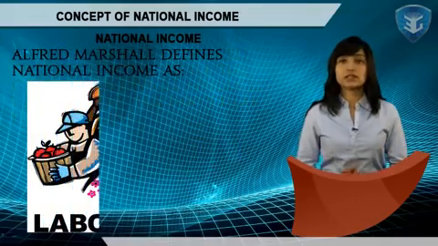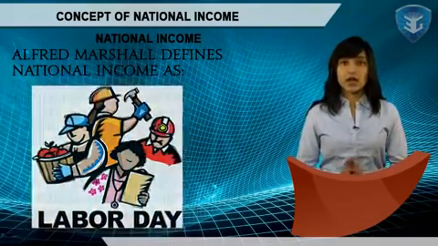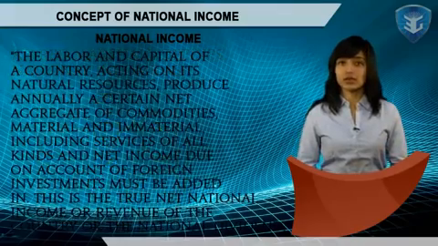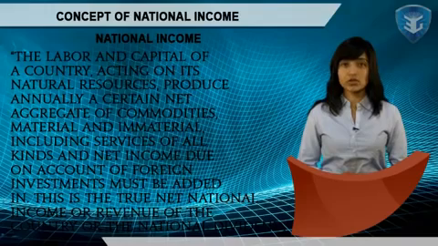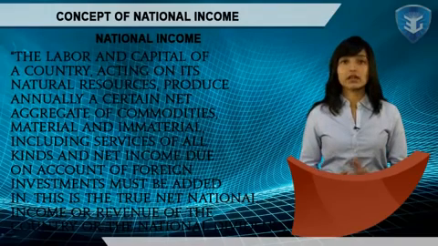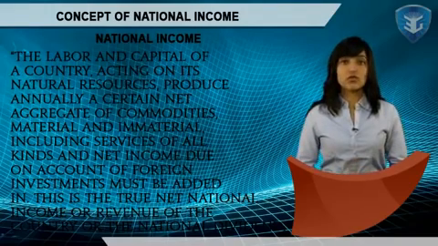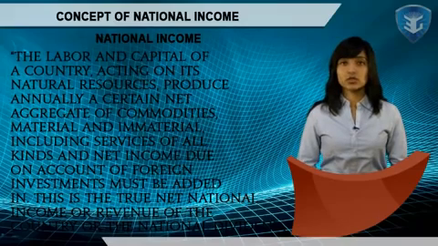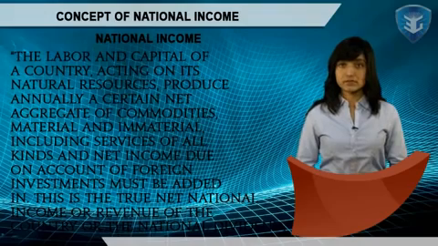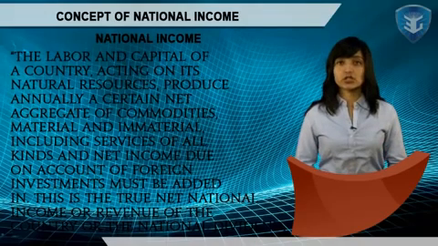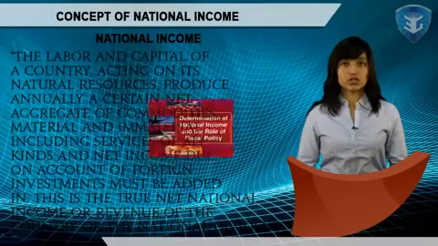Alfred Marshall defines national income as: the labor and capital of a country acting on its natural resources, produce annually a certain net aggregate of commodities, material and immaterial, including services of all kinds, and net income due on account of foreign investments must be added in. This is the true net national income or revenue of the country, or the national dividend.